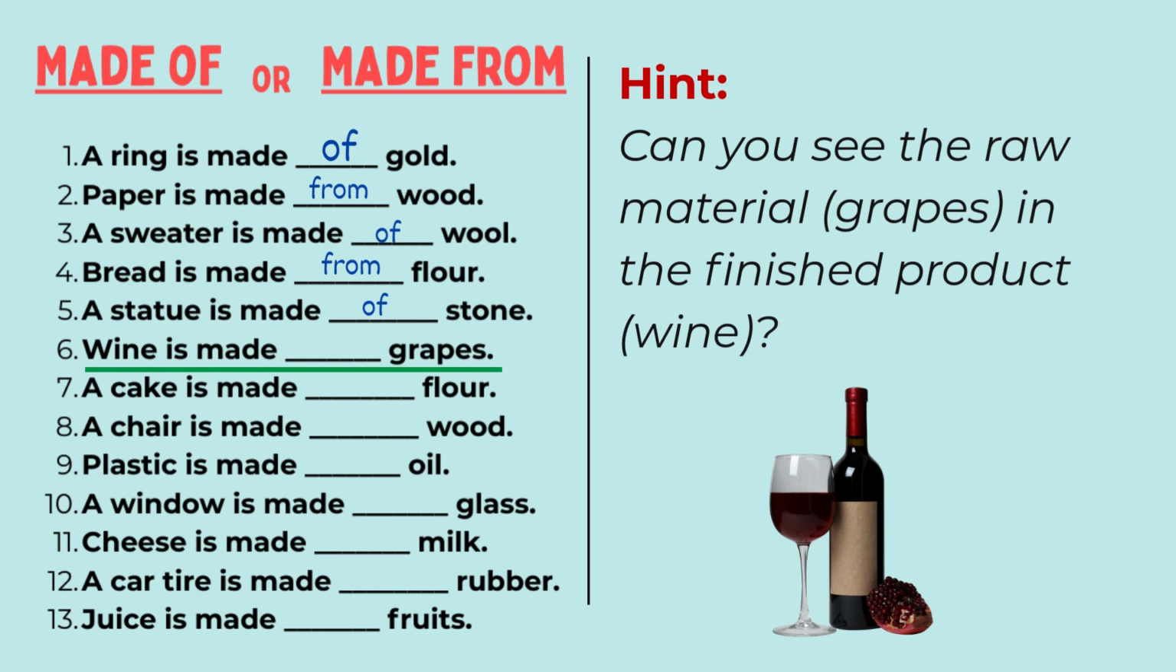Wine is made grapes. The grapes are fermented into a new substance. The fruit's properties are chemically changed. You cannot get the grape back from the wine. So, this would be from. Wine is made from grapes.